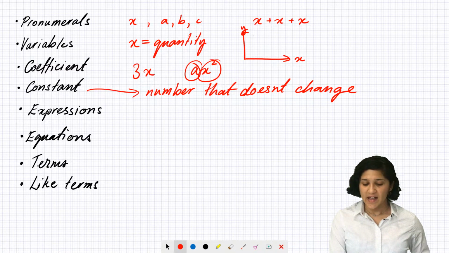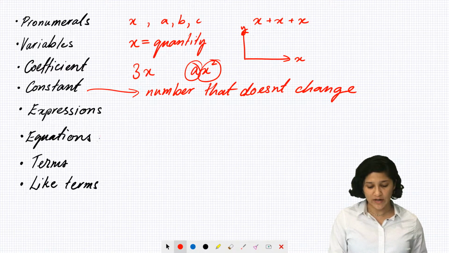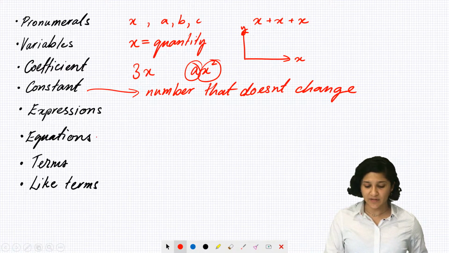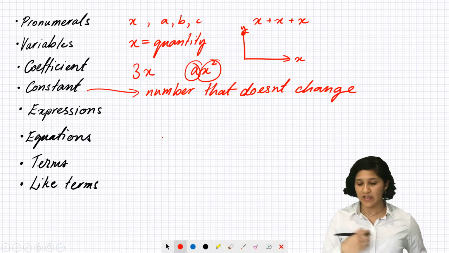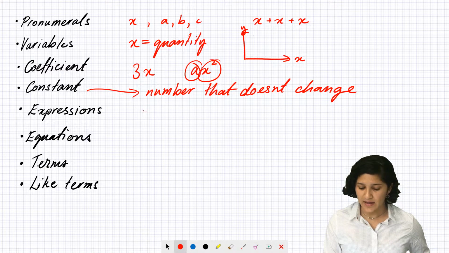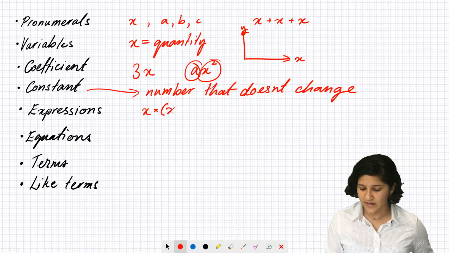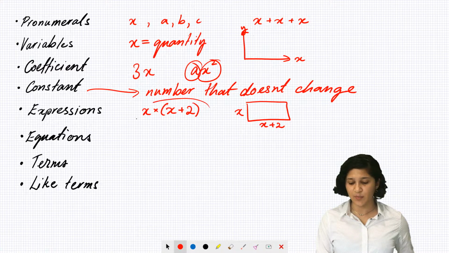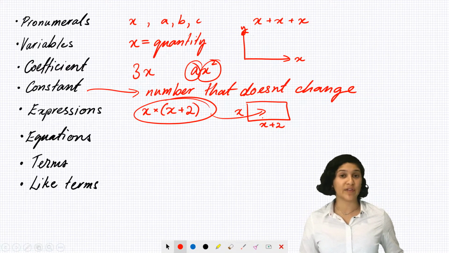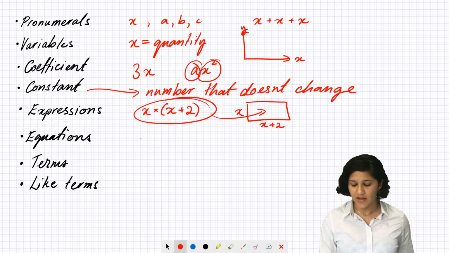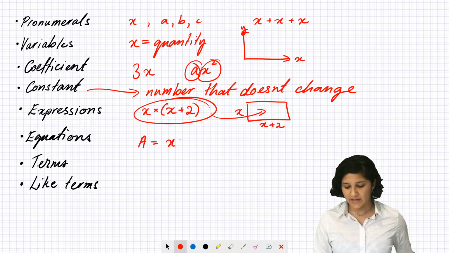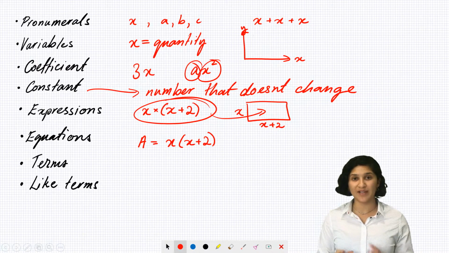Now expressions and equations are quite similar. The difference is that equations have an equal sign in them, whereas expressions don't. So I can have an expression like x times (x plus 2). I can say that this expression describes the area of this rectangle. Whereas if I write an equation, area is equal to x times (x plus 2), that's now an equation because it's a statement that includes an equal sign.